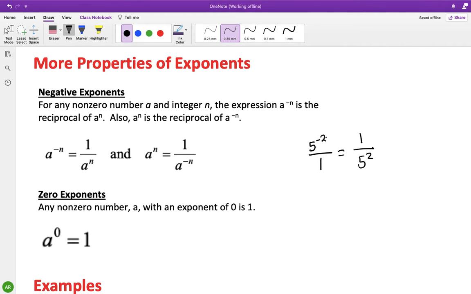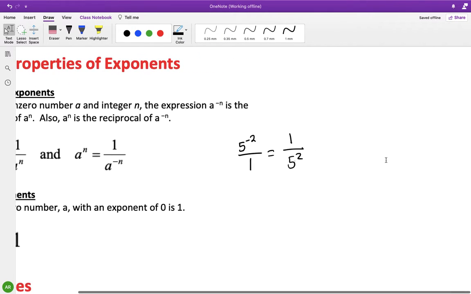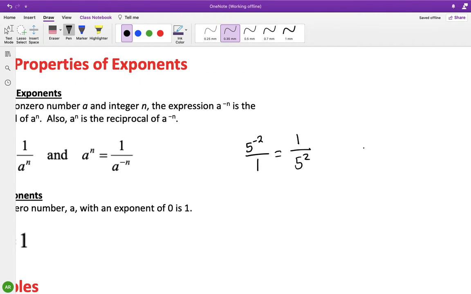So 5 to the negative 2nd power divided by 1 is the same as 1 divided by 5 squared, or 1 divided by 25. Conversely, let's say I had 5 squared. That's 5 squared over 1. Conversely, I could write that, if I wanted to, as 1 over 5 to the negative 2nd power.